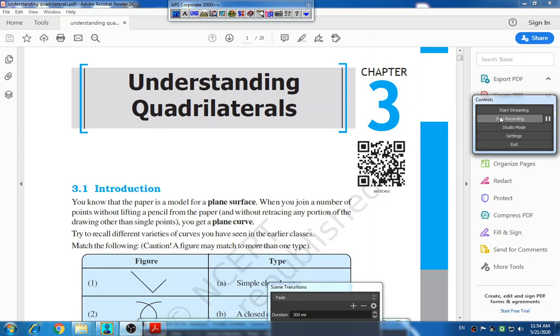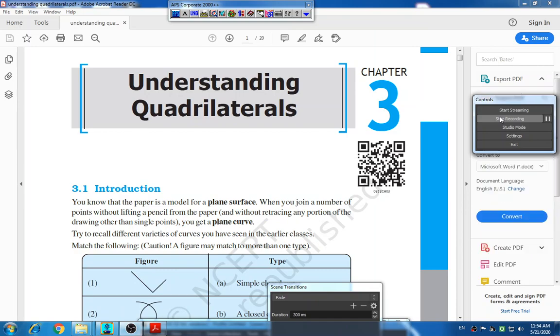Hello, 8th standard student. From this session, we are going to study our third chapter, Understanding Quadrilaterals. What is meant by a quadrilateral? A quadrilateral is a closed figure which has four vertices, four sides, and four angles.